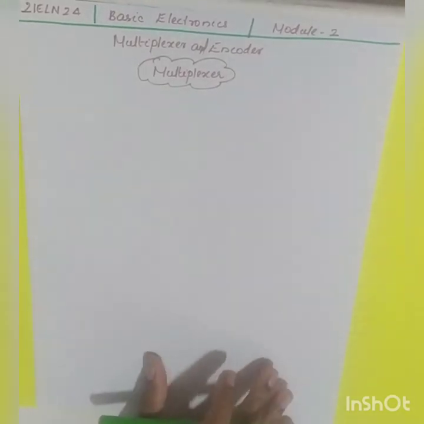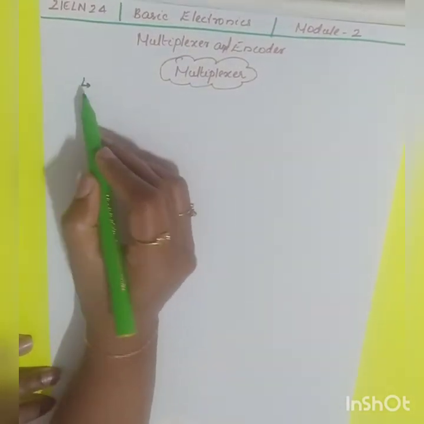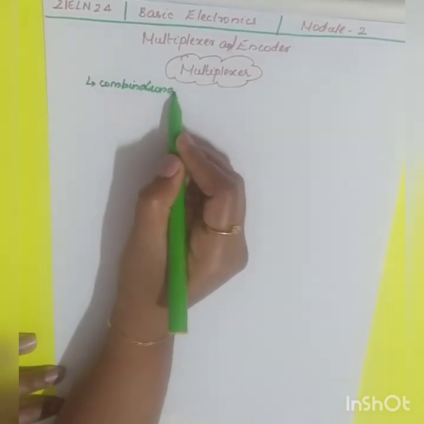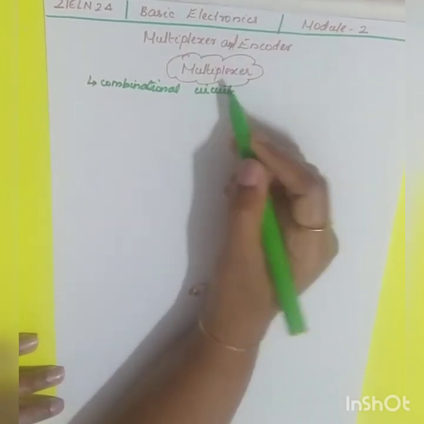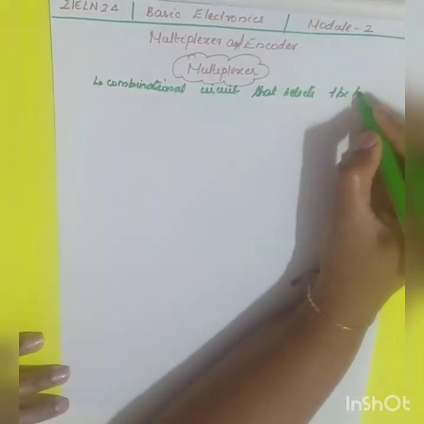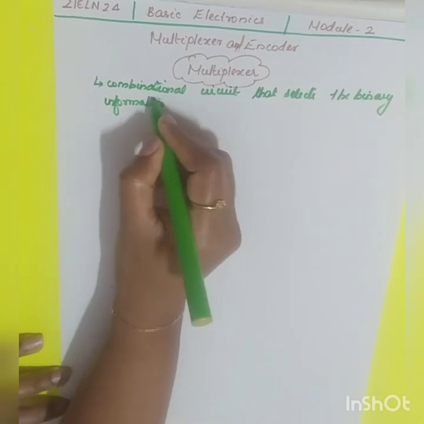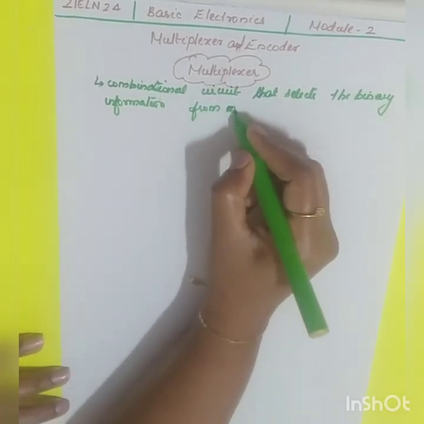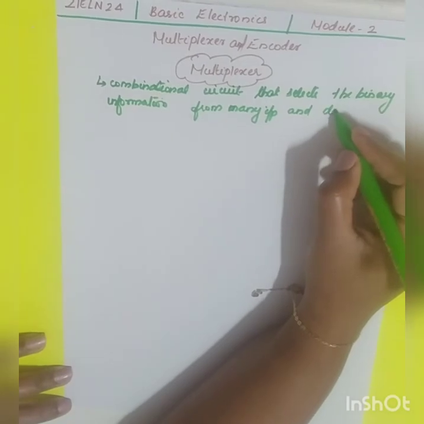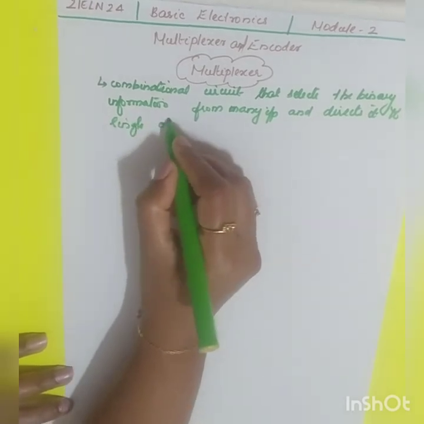So the next topic we are going to study is the multiplexer and encoder. Okay, so what is meant by a multiplexer? A multiplexer can be defined as a combinational circuit that selects the binary information from many inputs and directs it to a single output. Okay, so what is the meaning?